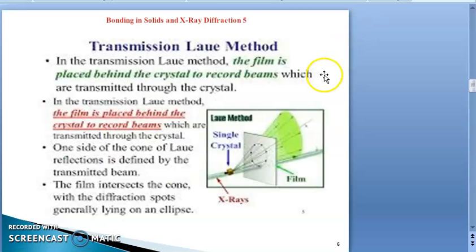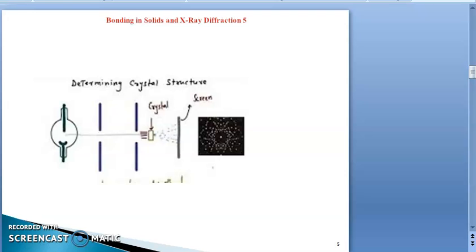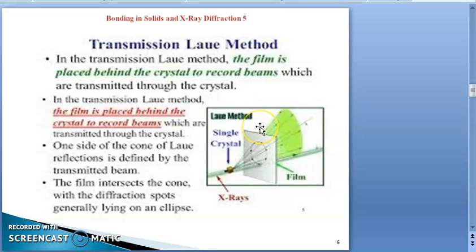I will show you one more figure so that you will get an idea how this method is useful for the study of crystals. You see here X-rays are incident on a single crystal, as shown in this figure, and these X-rays are diffracted by the single crystal, and due to diffraction of X-rays you will get a film. You will get such dots as per the structure of the crystal on the film.